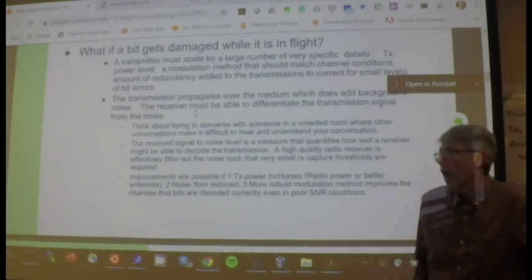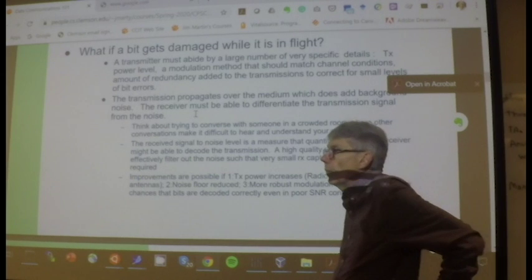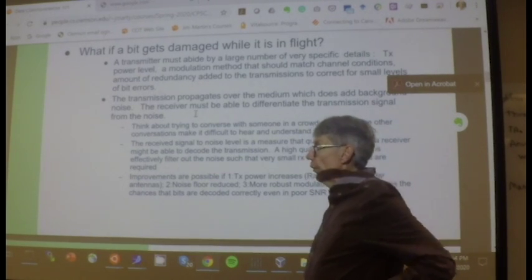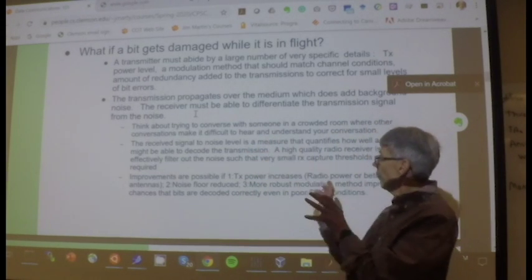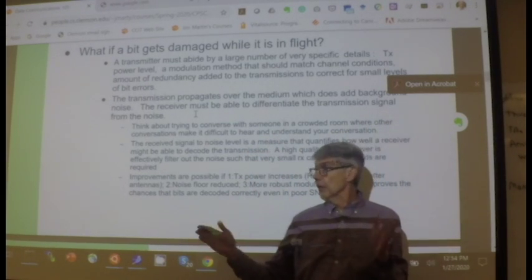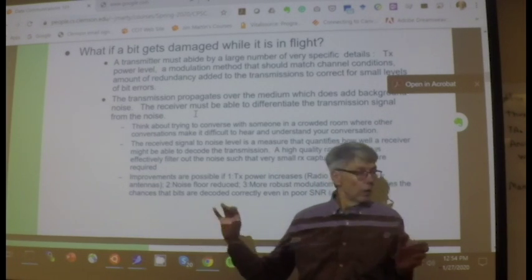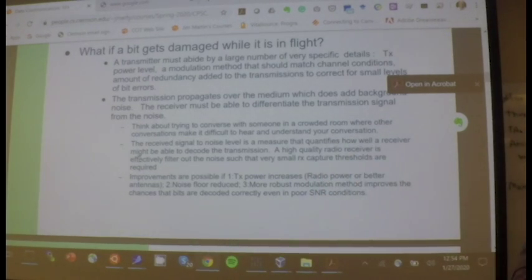Yes? So the CRC number, what layer of the network stack is that checking? Okay, that's a great question. The CRC is at the framing layer. In fact, that's a good segue to this.